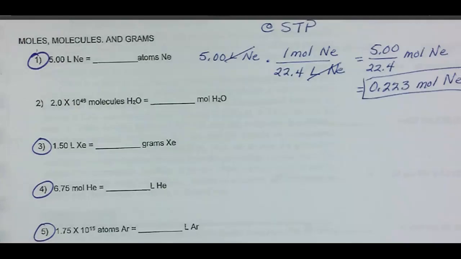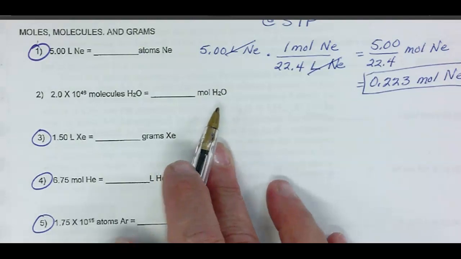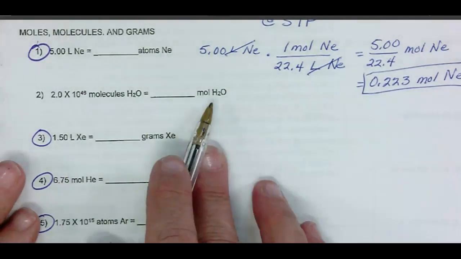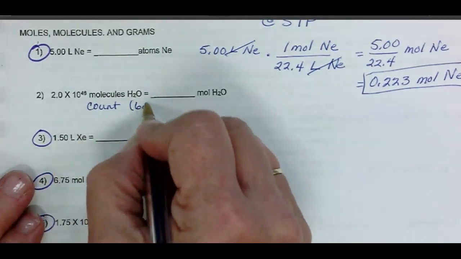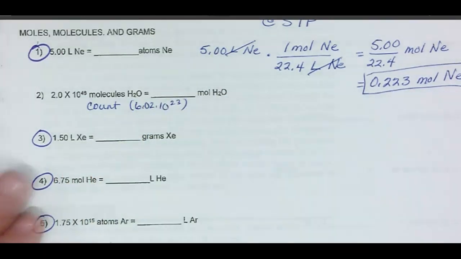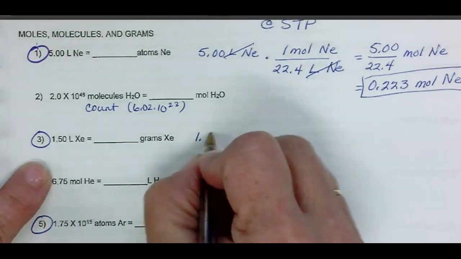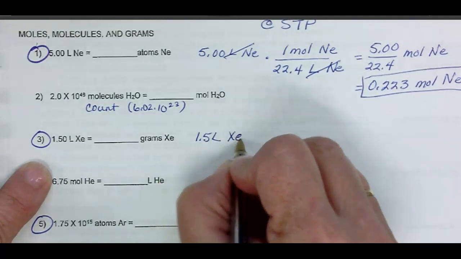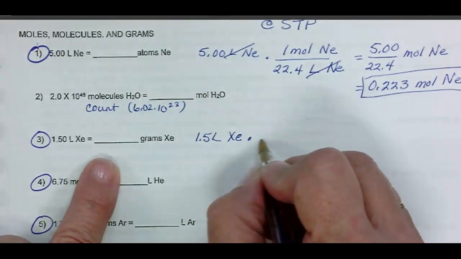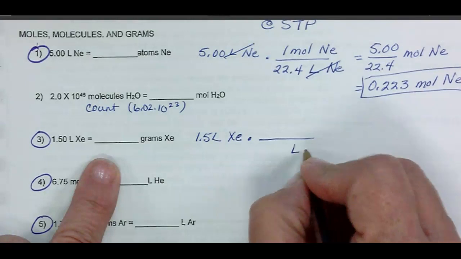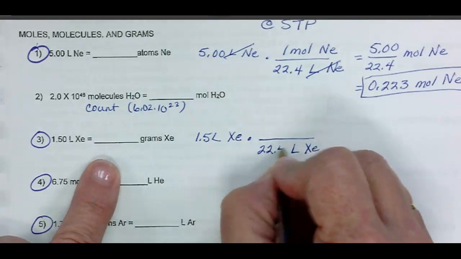I'm going to skip a little bit here because this is what we've been doing: molecules to moles. Molecules is a count, so this one we'll use Avogadro's number. You do need to get used to being able to see these all mixed up. So here again is a liter. I have 1.5 liters of xenon, and I want to know how many grams it is. This one might require a little bit of extra work because I have liters here, I need liters here. So I'm going to my conversion, which is 22.4 liters for 1 mole.